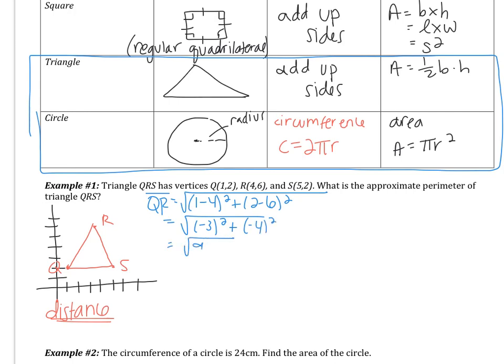Negative 3 squared is 9. Negative 4 squared is 16. This ends up being the square root of 25, which is just 5. So I get QR to be 5.